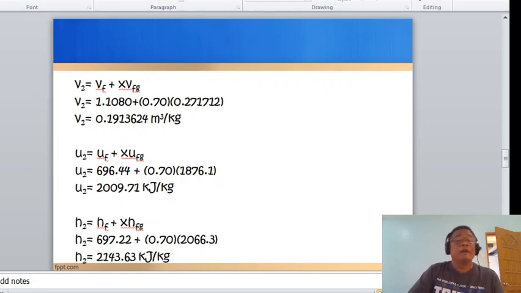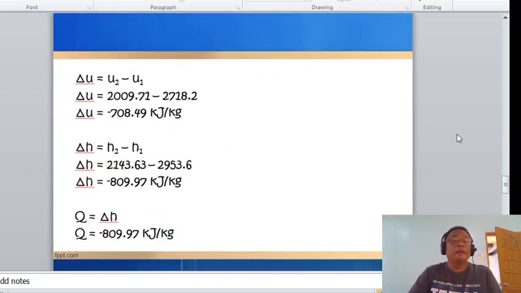Same, u sub 2 is equal to u sub f plus x times u sub fg. Substituting values, u sub 2 is 2009.71 kilojoules per kilogram. For enthalpies, the same process: h sub 2 is 2143.63. Take note, class, that if you determine the correct values of the enthalpies, entropies, internal energy, and specific volume, you can easily compute what is required in this problem.